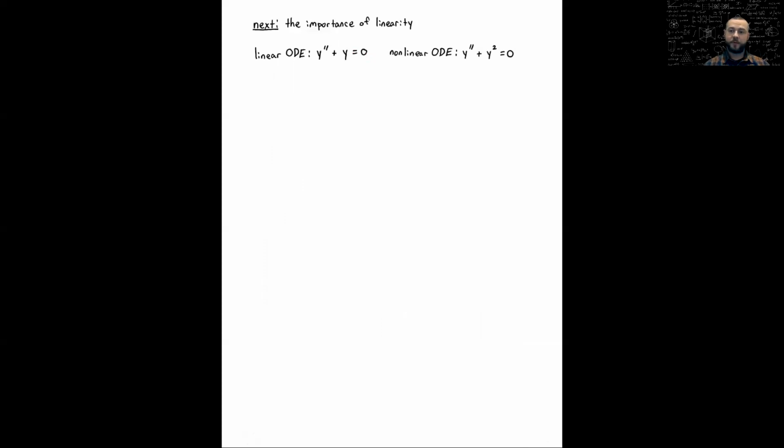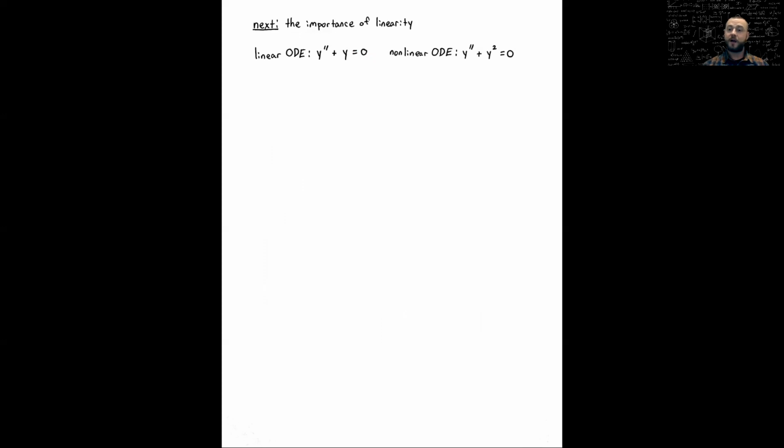All right, now with those two types out of the way, I feel like this is a good point in our course to go into detail about the importance of linearity. Linearity is really not that important for first order ODEs. It has a particular significance for second order ODEs though, which we're going to go into detail right now.